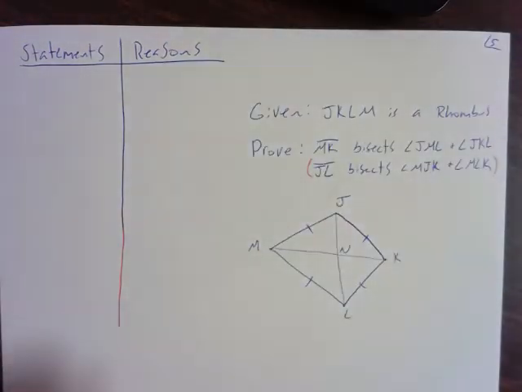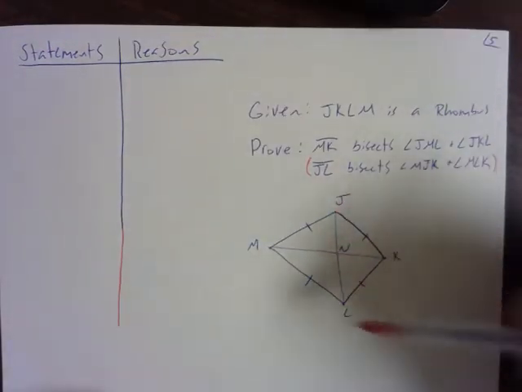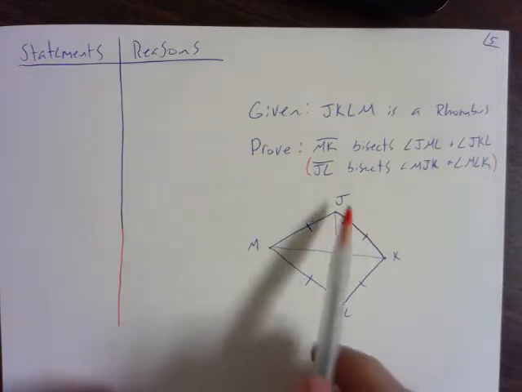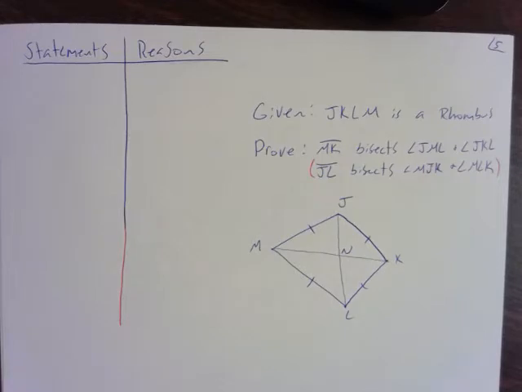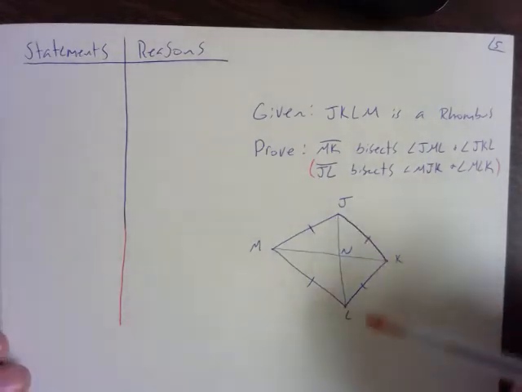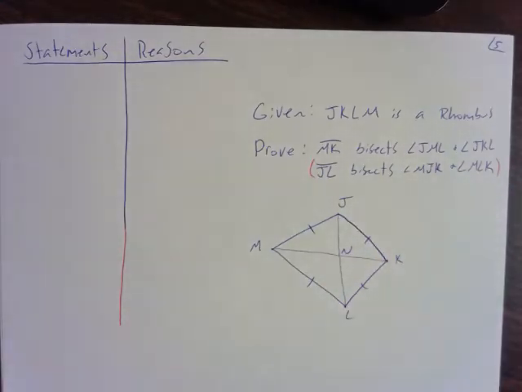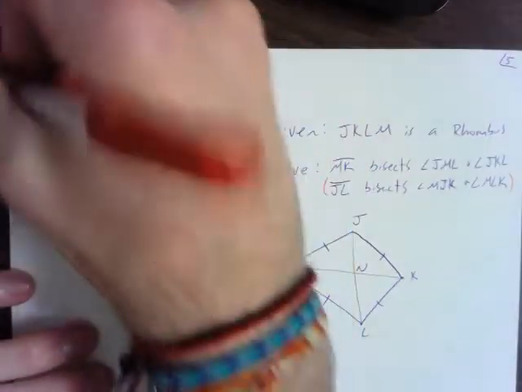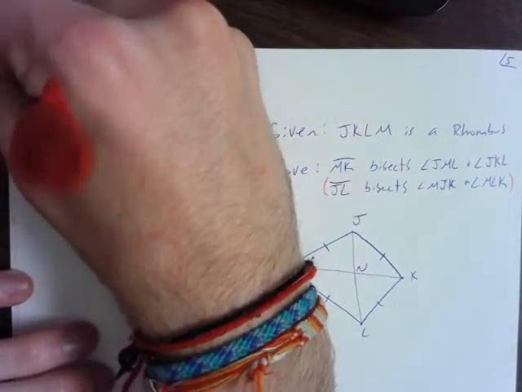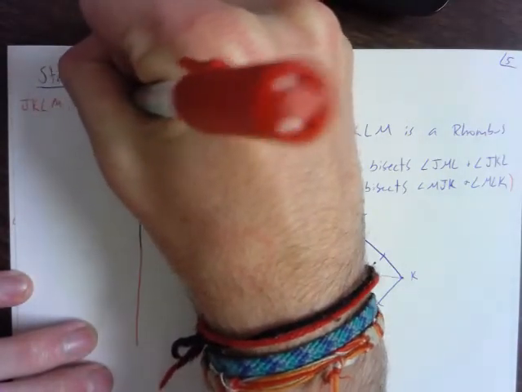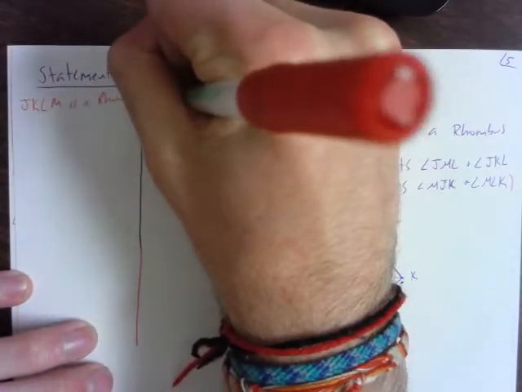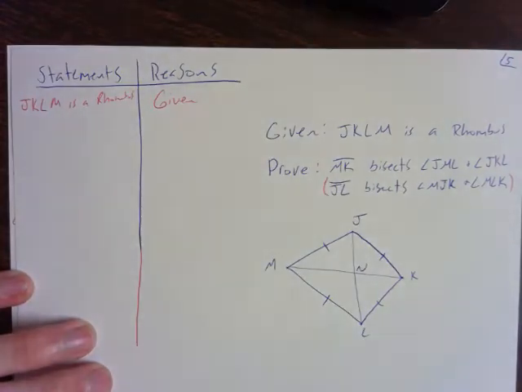I could solve it another way and prove that line segment JL bisects MJK or MLK, just by doing a couple of things differently. But if I prove that one of these bisects the angle, then that tells me that the other bisects the angle as well. So once again, my first statement is always the given statement. So I'll start off with JKLM is a rhombus, and that has been given to me.